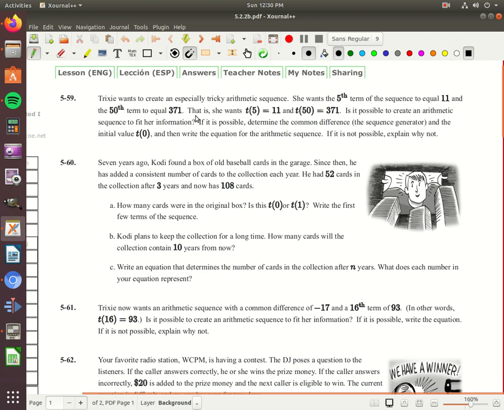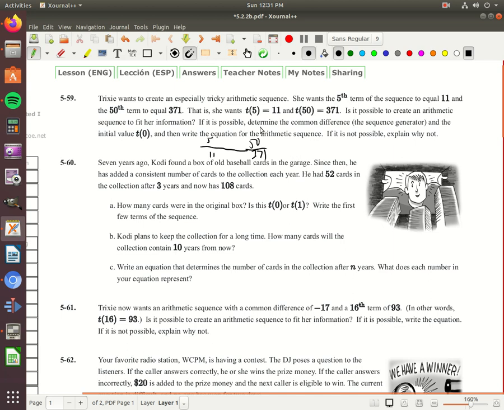She wants to create an especially tricky arithmetic sequence. She wants the 5th term to be 11 and the 50th term to be 371. So again, the 5th term will be 11 and the 50th term will be 371. That is, she wants t of 5 to equal 11, t of 50 to equal 371. Is it possible to create this sequence for her? Well, here we have a gap of 360.